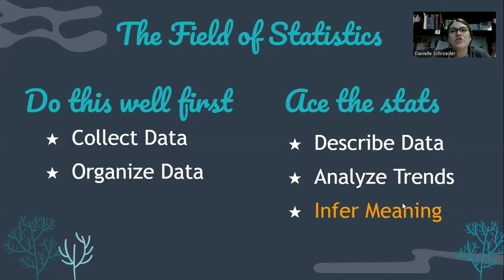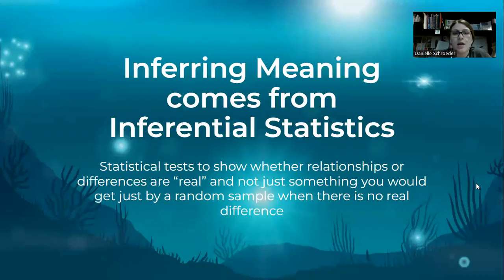Okay, here we are. We analyzed our trends. We checked to see if our data was normal. Now it's time to infer meaning. Inferring meaning comes from inferential statistics. Inferring, inferential. Those are the same on purpose. Statistical tests show whether relationships or differences are real and not just something you would get by random sampling when there is no real difference. Okay?